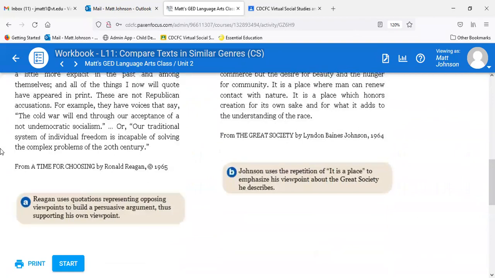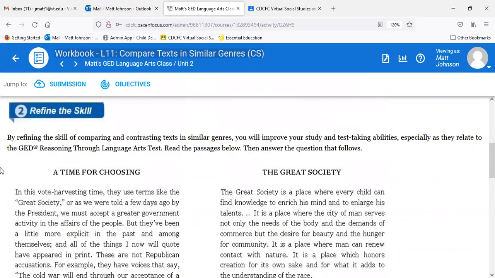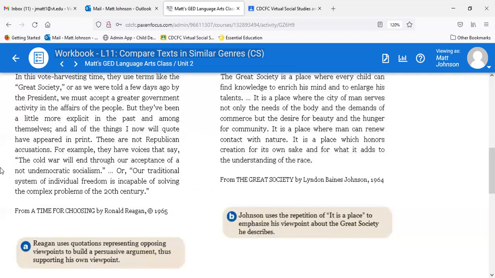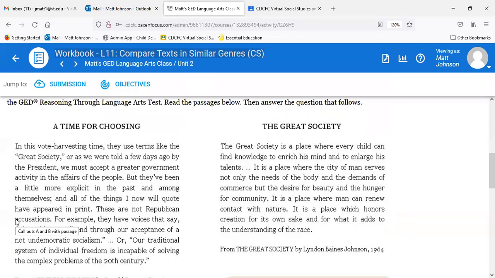And now, again, some short passages here, and looking first off at the writers, Ronald Reagan, from A Time for Choosing, 1965. And we have LBJ about a year before talking about the Great Society, 1964. So let's read here, Reagan first.